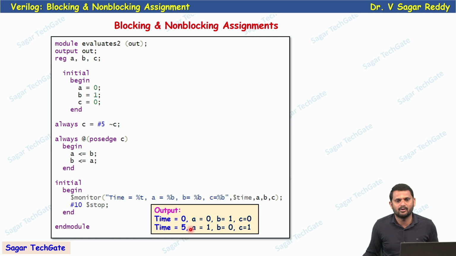Now at time equal to 5, what is the value of A? A equal to 1, B equal to 0, C equal to 1. So at time step 5, the A, B, C values changed, so the monitor will execute in time step 5 also, but at the end of time step 5. Remember that. Whenever the value changes in a time step, the monitor will execute at the end of that current time step. Yes, sir. So at time step 5, the A, B values change, the monitor will trigger and display. It waits till time step 10, then we stop the simulation.